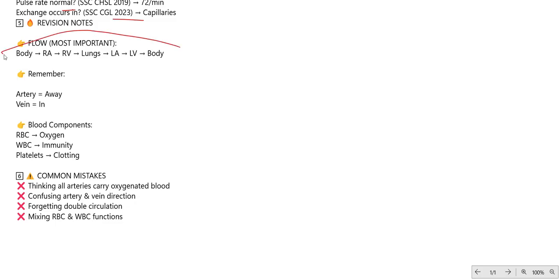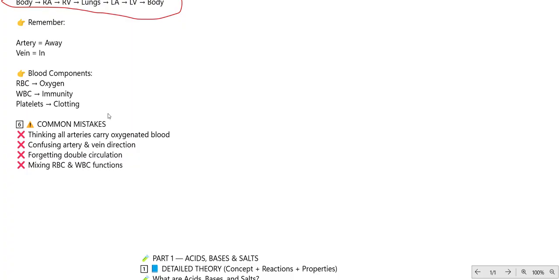Remember this flow. Artery away, vein in. See, blood components, they carry: RBC oxygen, WBC immunity, platelets clotting.